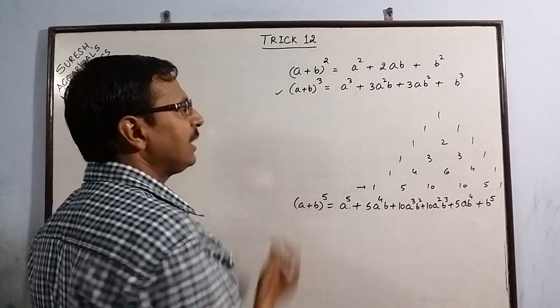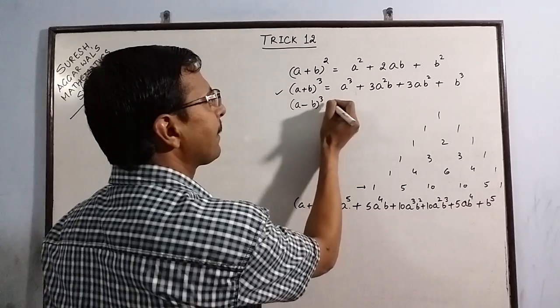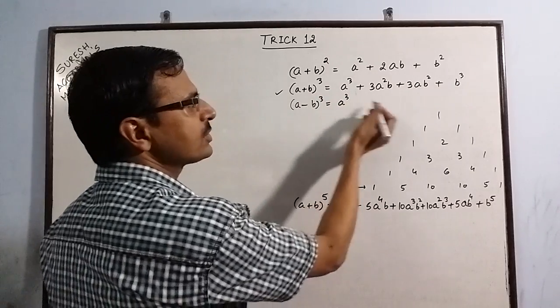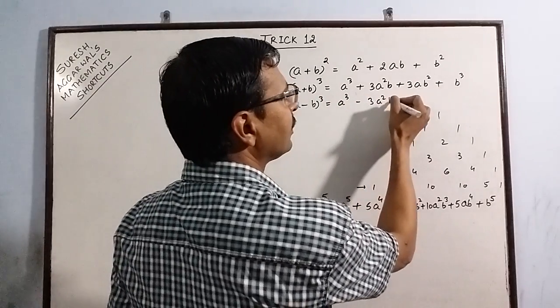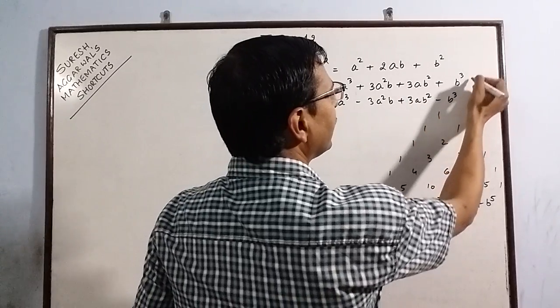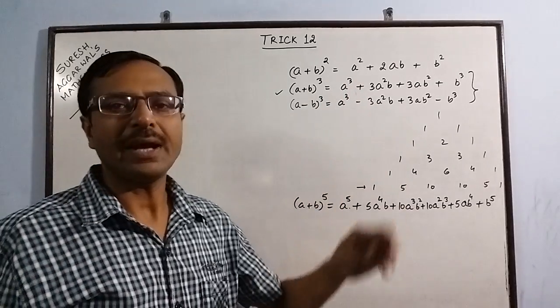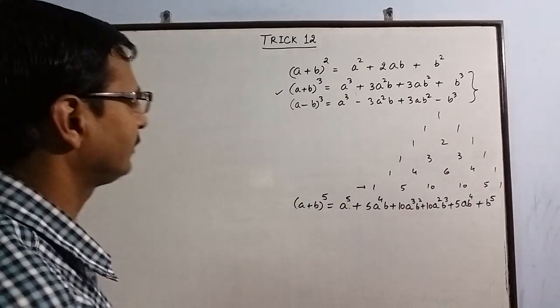Now using this (a + b) whole cube and (a - b) whole cube, we have alternate positive and negative signs here. So this is the expansion of (a - b) whole cube. So now we use these two expansions to derive some more algebraic identities.